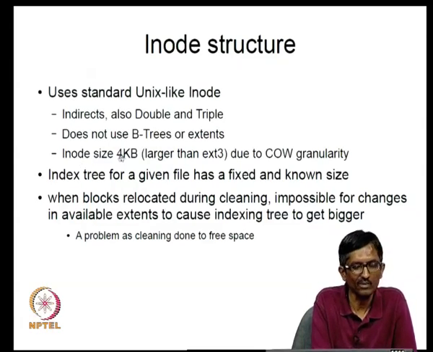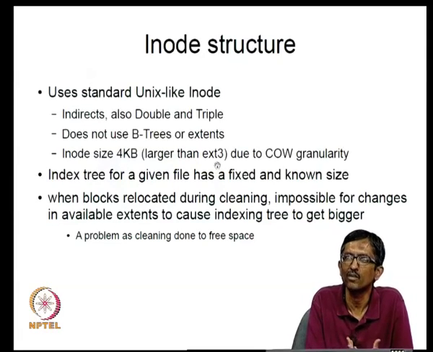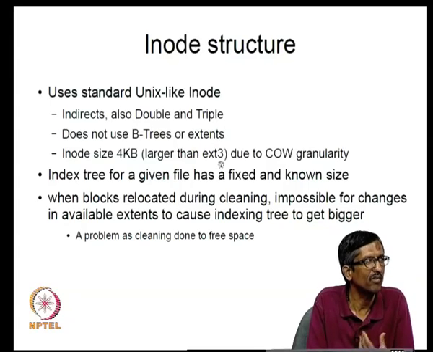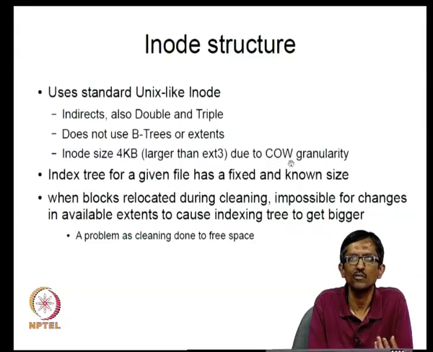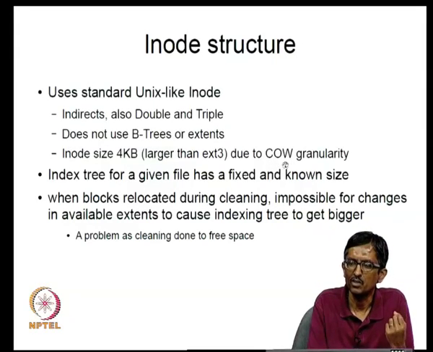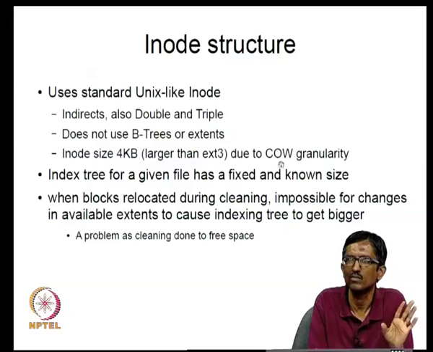It turns out the inode size is 4 kilobytes. It is much bigger than ext3. In ext3, typically the inodes are 256 bytes or 512 bytes. This is much bigger because it uses what is called copy on write. For copy on write, it turns out using 4 kilobyte chunks is more appropriate because it's closer to the page size, and that's better, okay.